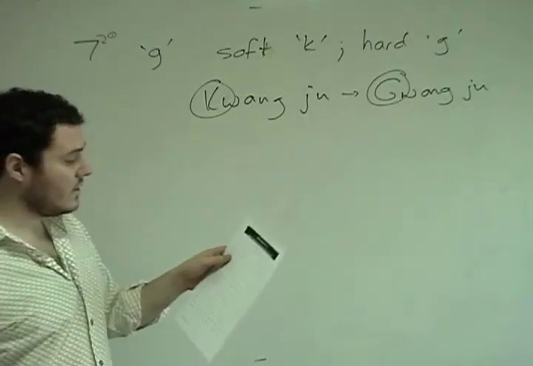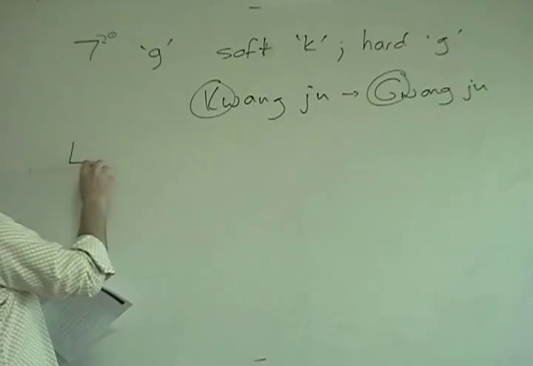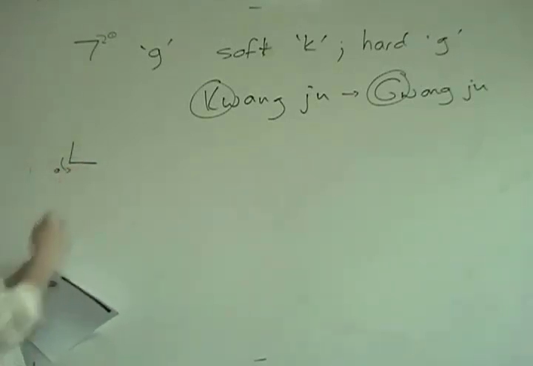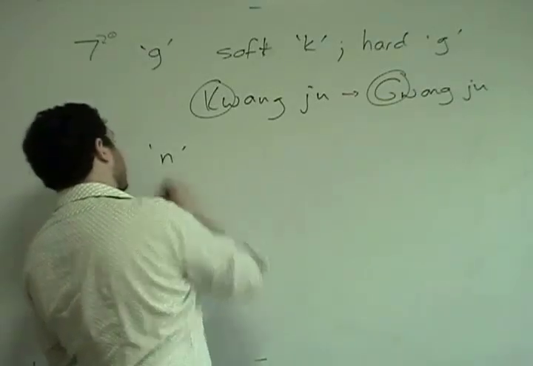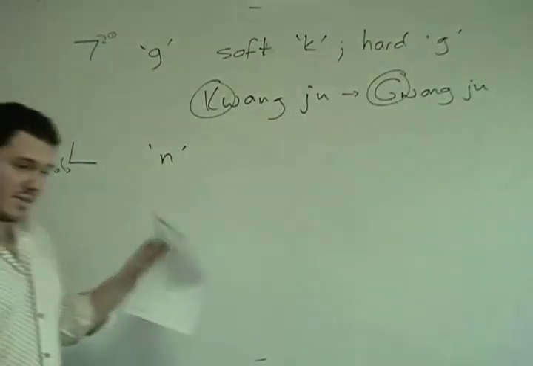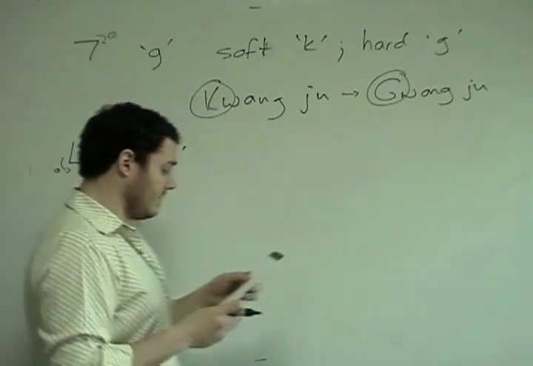Okay. Next one is the N. Down and across. Again, one stroke without lifting your pen or pencil. This is the N. No funny business about this one. No hard and soft business. Just a regular N.